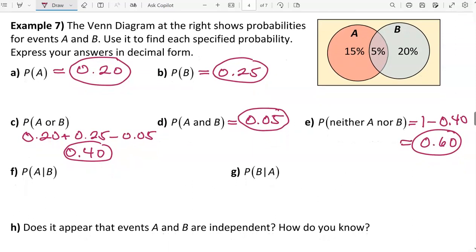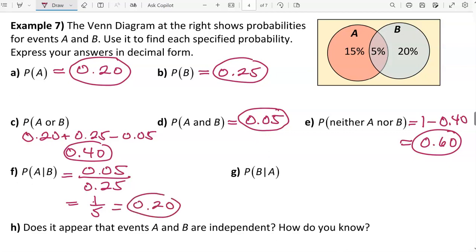Now we have some conditional probabilities to compute. The probability that A happens given that B already happens is the probability of A and B happening together, that's our 5%, divided by the probability that B happens, which is our 25%. That's 5 out of 25, which is 1/5, and our 1/5 converts to a decimal, 0.2. You can either do that on your calculator or in your head.